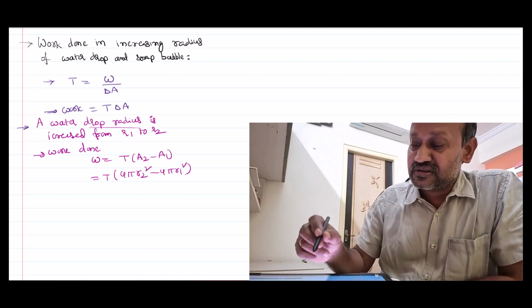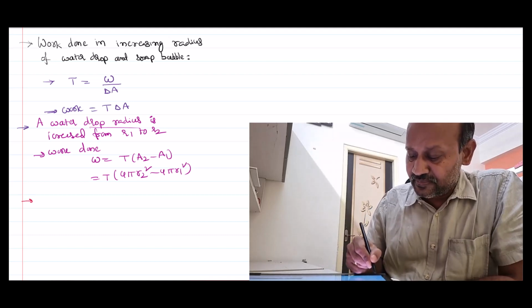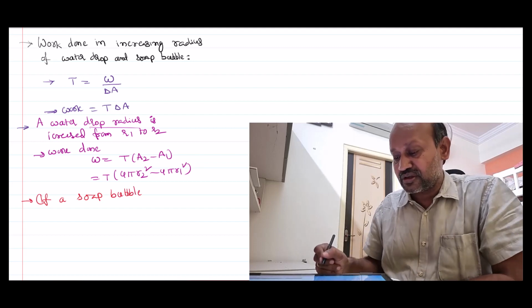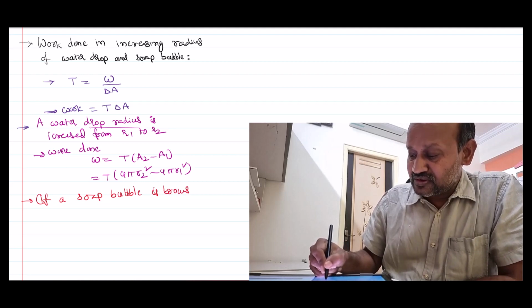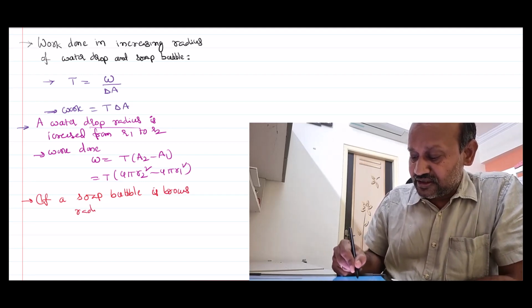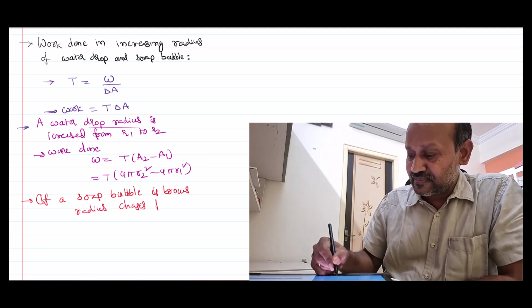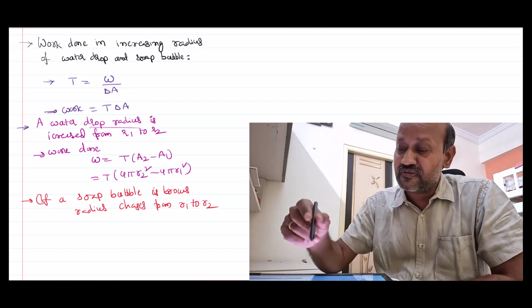If the question is slightly different, suppose someone asks: a soap bubble is blown such that its radius changes from R1 to R2. It's not a water drop, so be careful. Earlier it was a water drop; now I'm talking about a soap bubble.